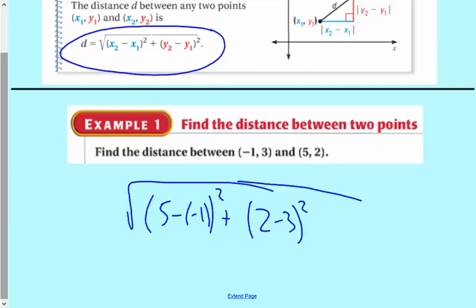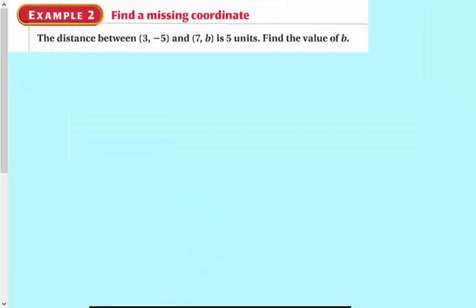Okay, so here I have 6 squared is 36. Here I have -1 squared is +1. Keep in mind, -1 times -1 is +1, not -1, and the square root of 37 would be our answer. You can reduce your radicals, of course, always simplify your radicals.